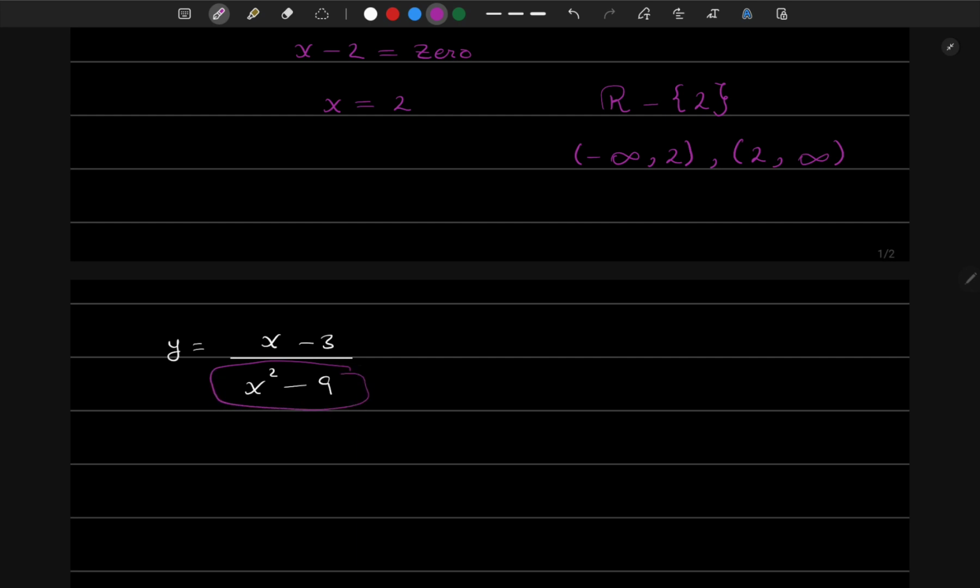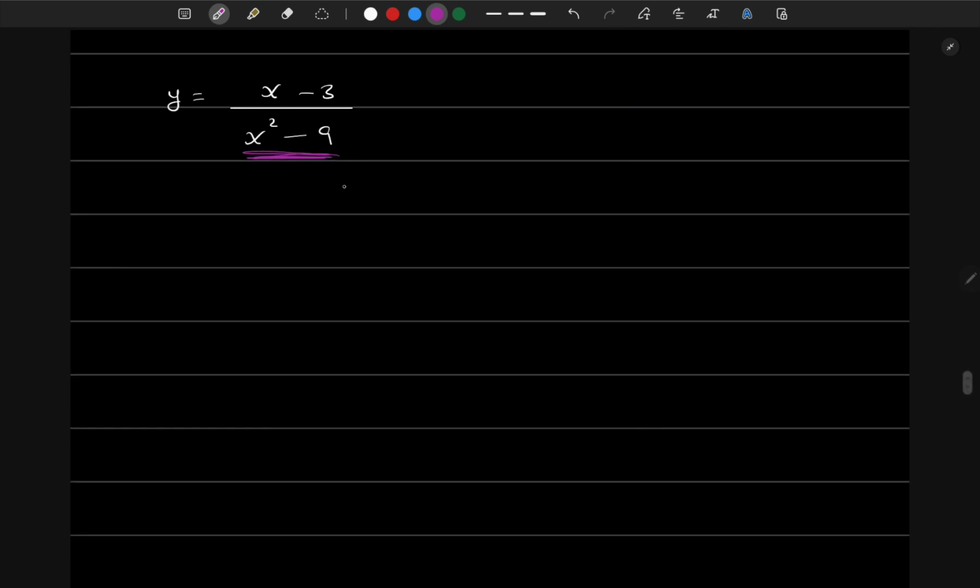But the problem is the denominator. So when we're faced with a rational function, you only care about the denominator. I have to look for the value in the denominator that makes it equal 0. So I'm going to say that x squared minus 9 equals 0. Now x squared minus 9 is a difference between two squares, so it's x plus 3 multiplied by x minus 3, and all of that equals 0.